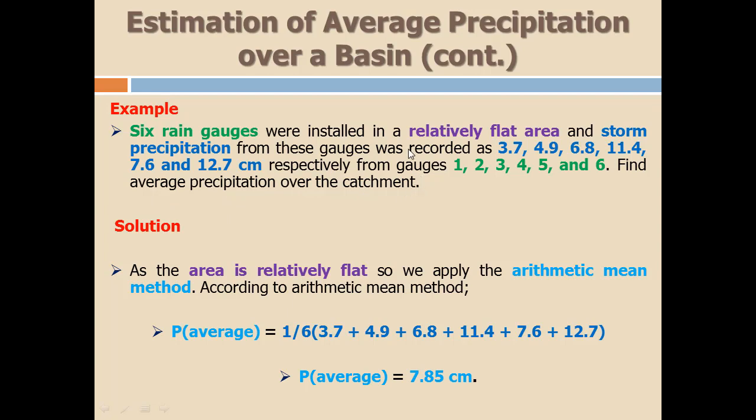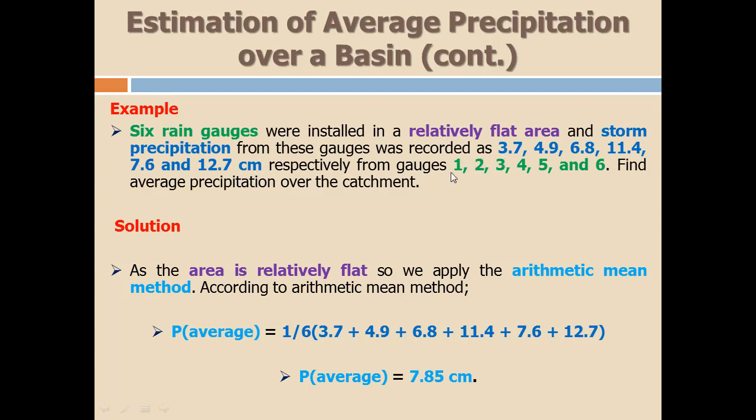Now again see this example. So here we have 6 rain gauges, represented by number 1, 2, 3, 4, 5 and 6. Okay, the region or the area is relatively flat. If the area is relatively flat, this statement points out that we can use the simplest method, that is arithmetic mean method. And storm precipitation from these gauges are also given in the centimeter unit.